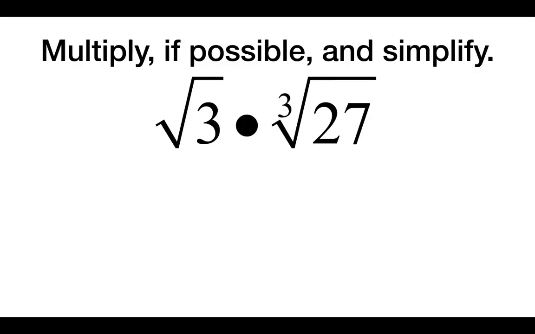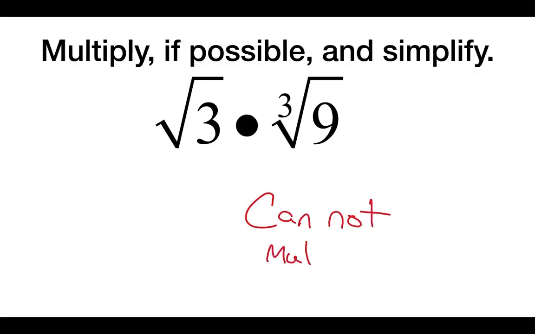Let's try this one. Oh, these do not have the same root value, which means we cannot multiply them. But technically, we can simplify. The cube root of 27 is 3, meaning we could have said 3 square roots of 3. Let's try this again, but where we can't simplify. So when we can't simplify, we just say, cannot multiply.